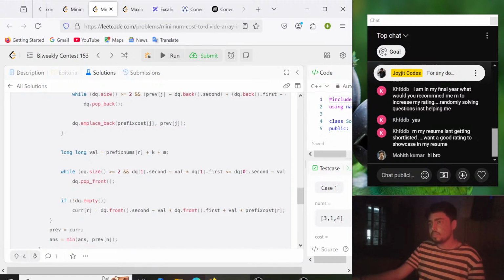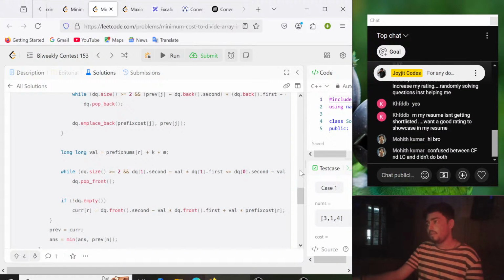While dq size, this is the hull thing. Okay, so we are going to pop from front. If dq size is greater than or equal to 2, that means we can have one element over there. And dq dot second minus val into dq first, this is basically the sum that we are needing.